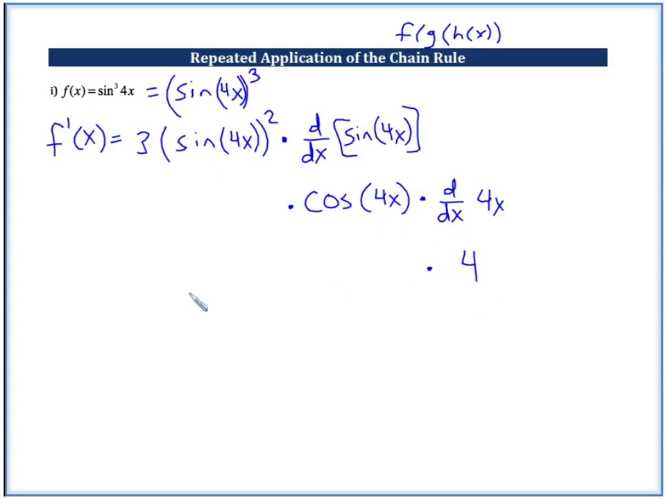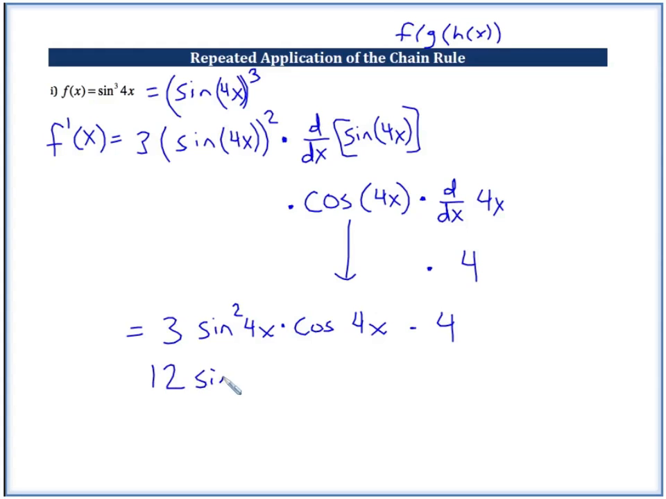So I just kind of showed each step here, and if we bring it all together now, we're going to get 3 times this. So we have 3 times sine squared 4x times, we'll bring this down, cosine 4x, and then times 4. And now we can just do the 3 times 4, which is 12. And there we have our final answer.